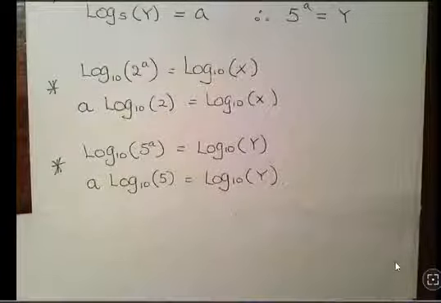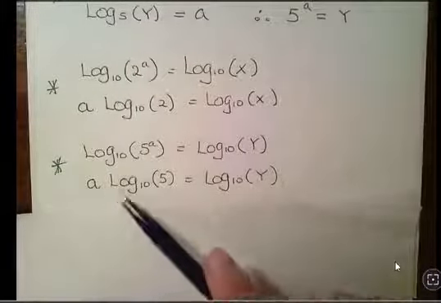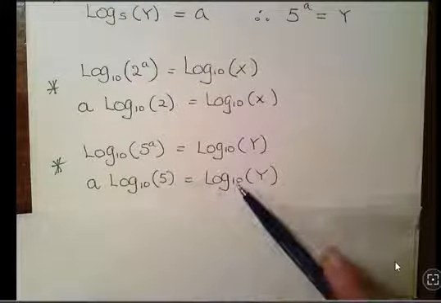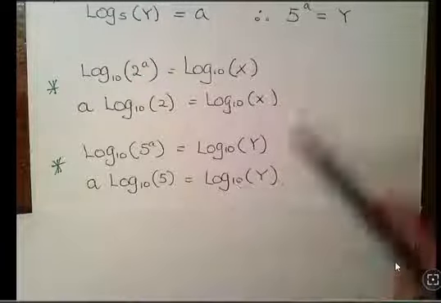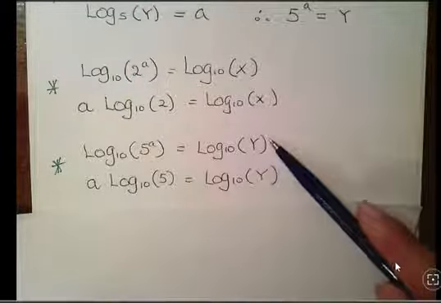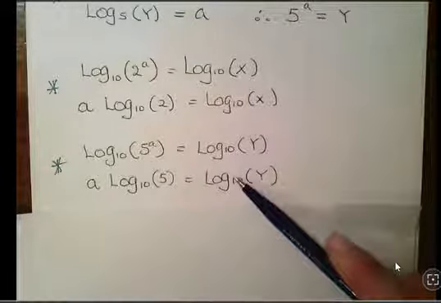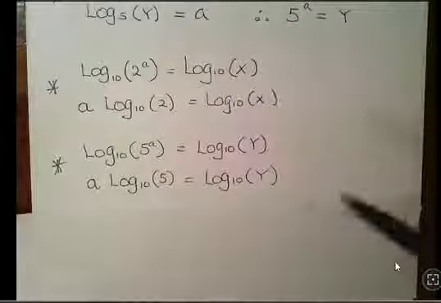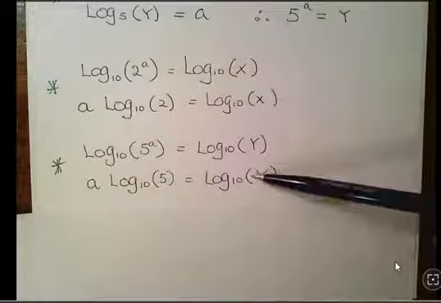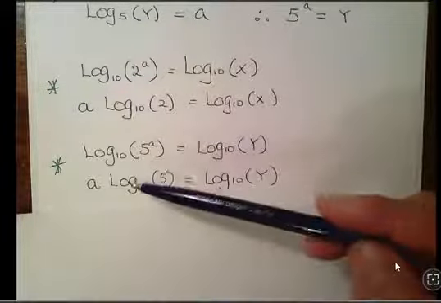And we can do something similar there for 5 to the power of a equals y. So you end up with a times log of 5 to the base 10 equals log of y to the base 10. Okay, so just taking the log of both sides and re-expressing it there, now I have an expression for log of x to the base 10 and log of y to the base 10. So we have these two here.